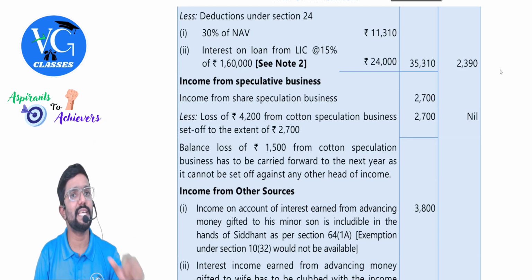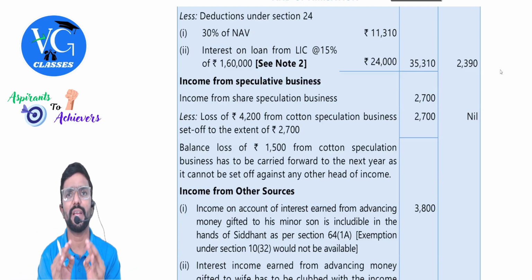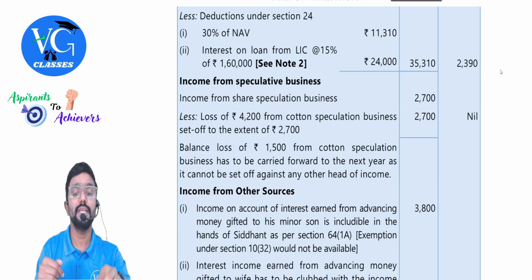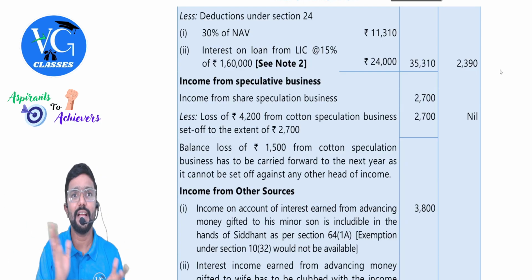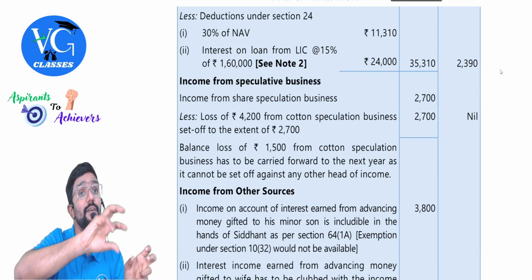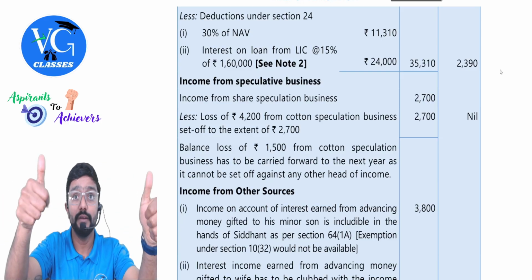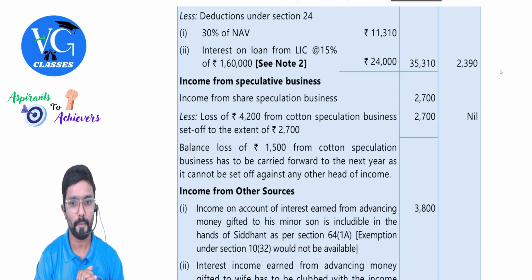Okay, can I adjust it against any other income? No. Speculation business loss can be adjusted only against speculation business income. But sir, here you adjusted it against other business. No, both are speculation only. Clear? Sir, can loss from one speculation business be adjusted against income from another speculation? Yes, it is fine. But you have to adjust it only against speculation business income.